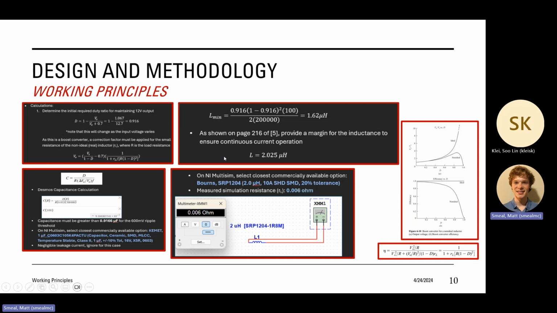And you can see in blue the ones that we selected. Bourns is the manufacturer of our 2 microhenry. That's what we selected, 2 microhenries for the inductor, and then 1 microfarad for our capacitor. And you can see the actual resistance here that we measured, that we factored back into this correction factor. And for the capacitor, we really didn't worry about the ESR in this case.